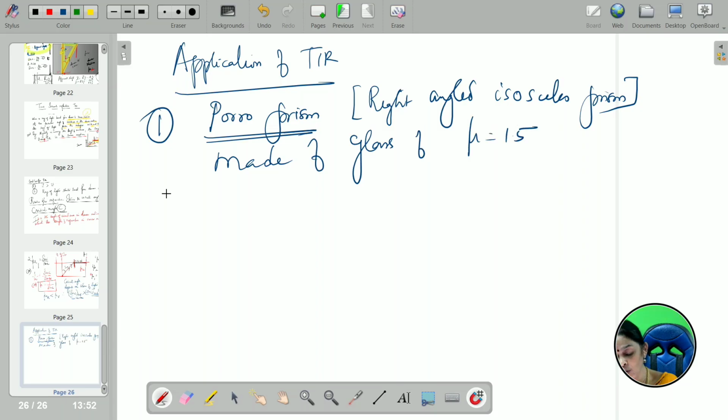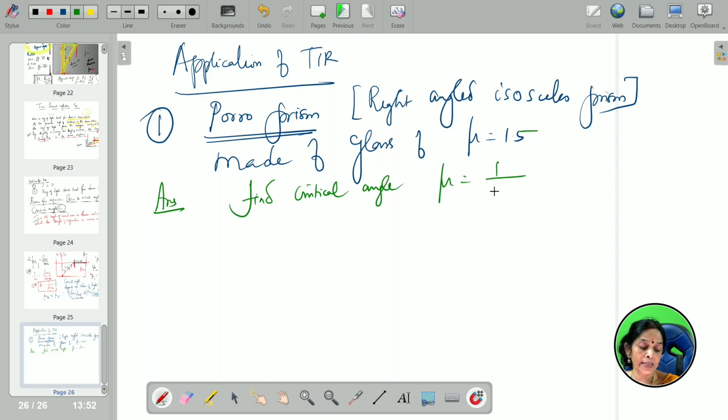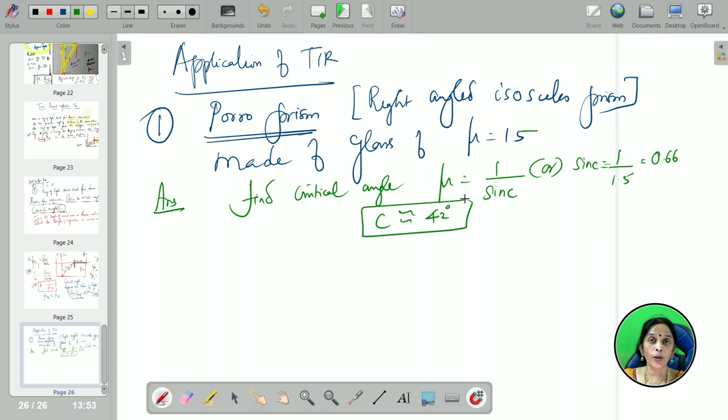So now I have to find out critical angle. How do you find critical angle? Mu is equal to 1 by sine C, or sine C is equal to 1 by 1.5. So that will be equal to 0.6. Therefore C will be approximately equal to 42 degree. This is how we need to find out the critical angle. Now I know the critical angle.